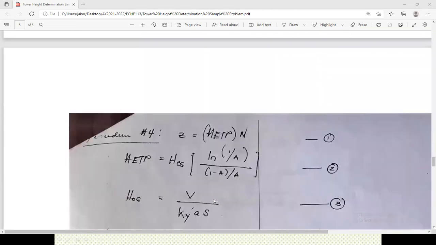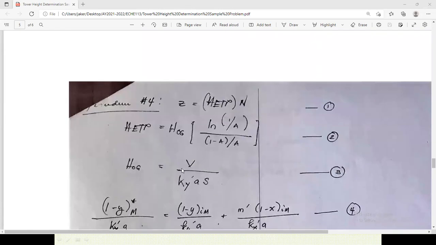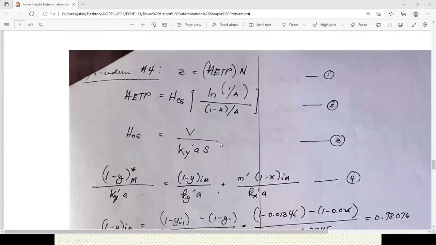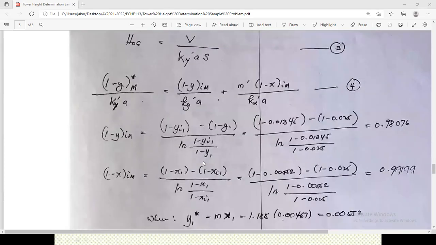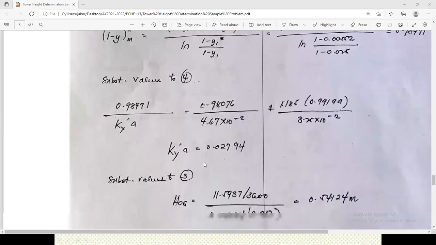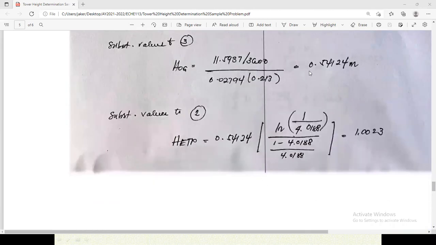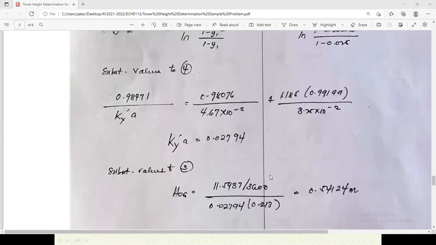As for the HOG, just substitute. This one is still the average of the two B's. We now have the capital K sub y prime A and we also have the cross-sectional area as given in the problem. That's the S. So if you substitute everything here on equation 3 for procedure 4, you will have this as the answer, 0.54124.